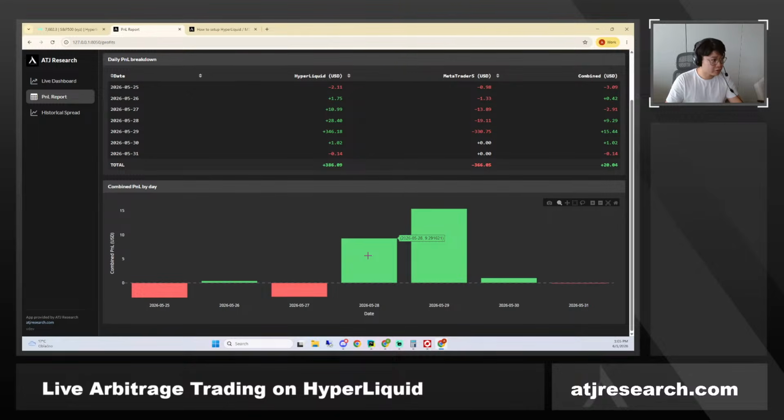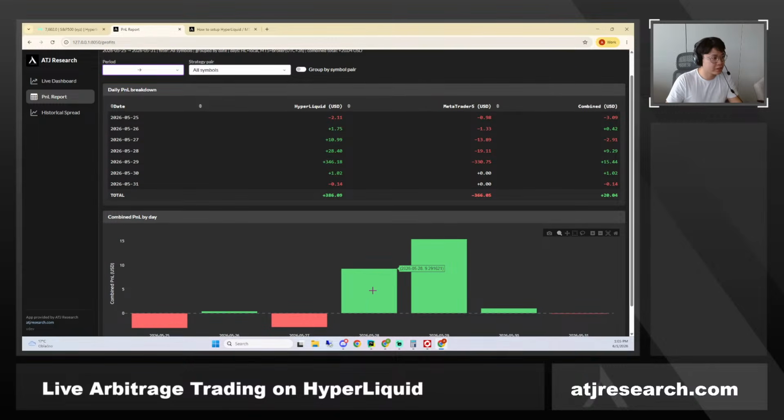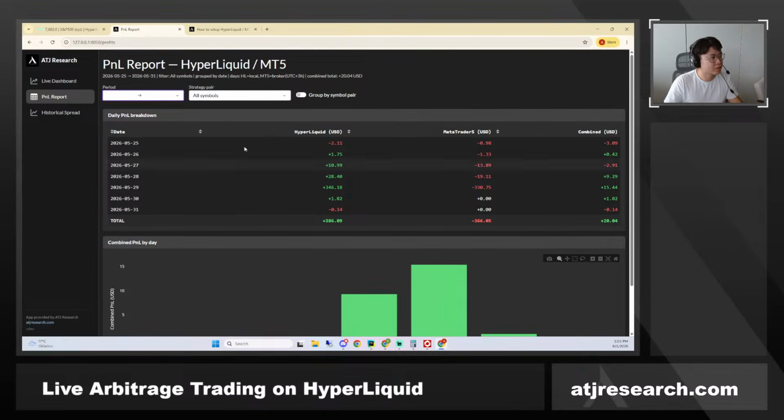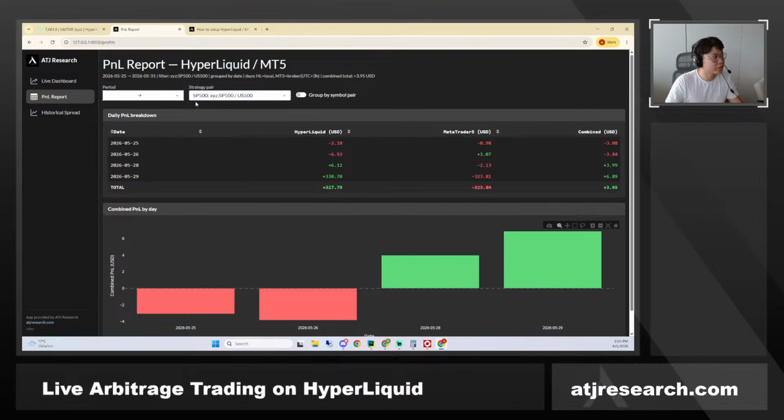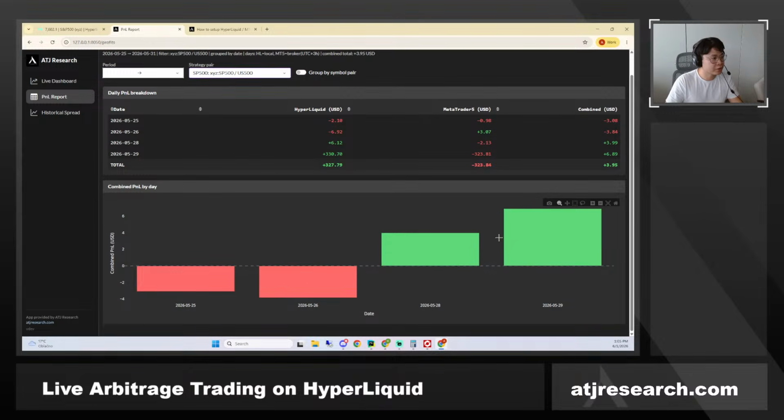And then I think on Thursday we deployed the arbitrage strategy properly. So on Thursday here you can see that we made $9 US, and then on Friday, which is the 29th, we made $15. And you might ask, on which symbols? So we can also, for example, filter by the symbol pair. In this case, we'd be arbitraging SP500 on Hyperliquid against SP500 on IC Markets. And in this case, you can see the breakdown of P&L for each individual strategy.